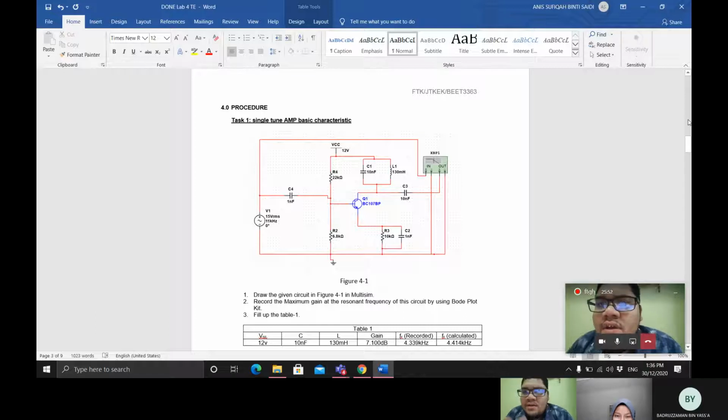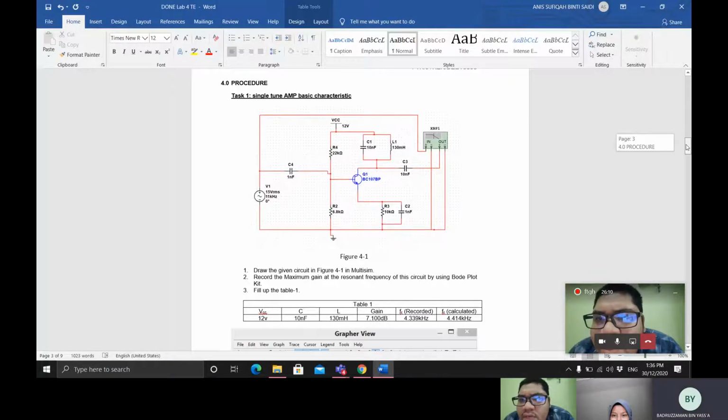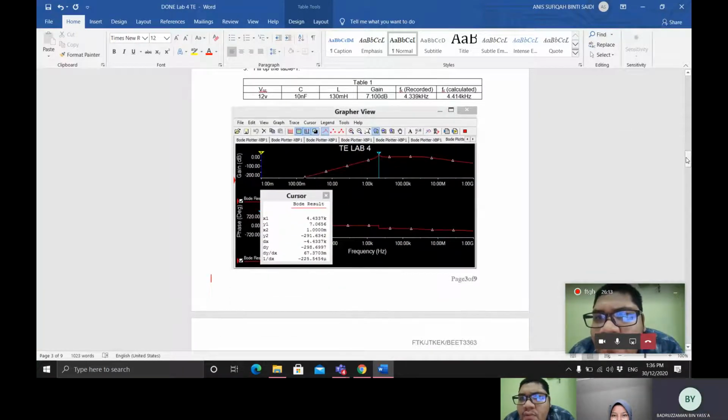following the picture given, in Multisim software, and we fill down the table. As you can see in the table, we get the gain is 7.100 dB, and the frequency recorded is 4.339 kilohertz.